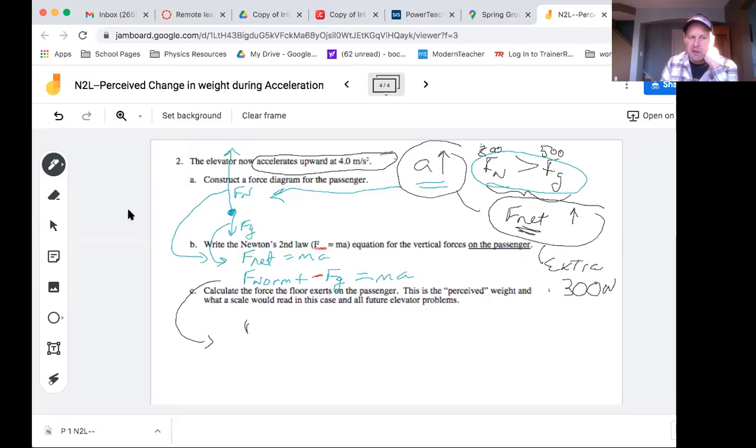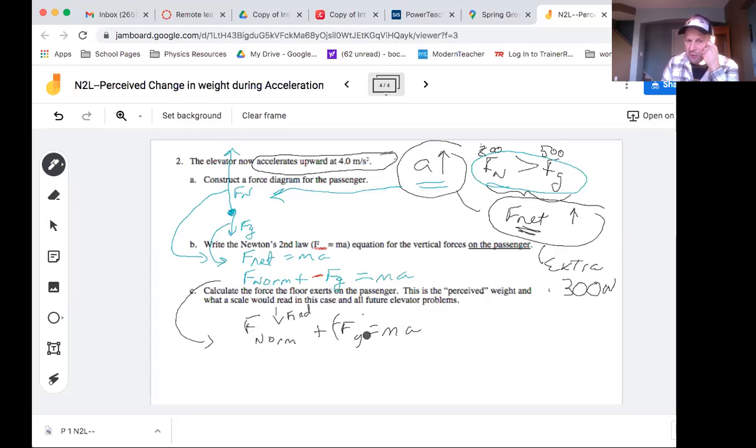So what do we want to find? We probably should make sure that we're paying attention to what we're looking for here. We're looking to find the force that the floor exerts on the person. That's the normal force. So when I write this, I can think about what it is that I'm doing and why I'm doing it. So the normal force is what I'm going to find.